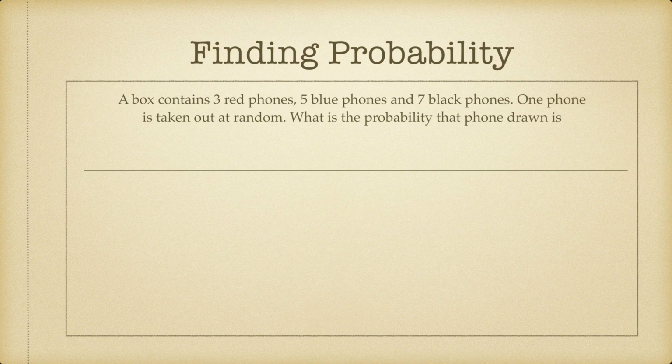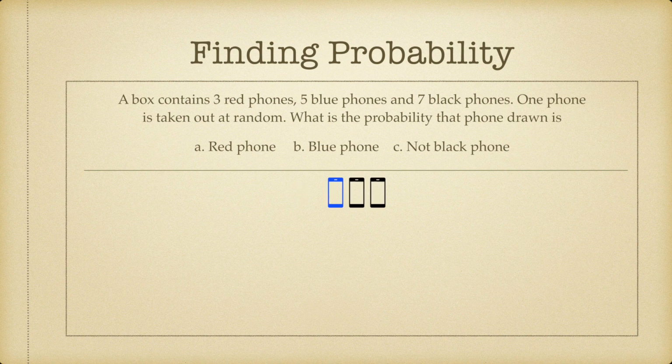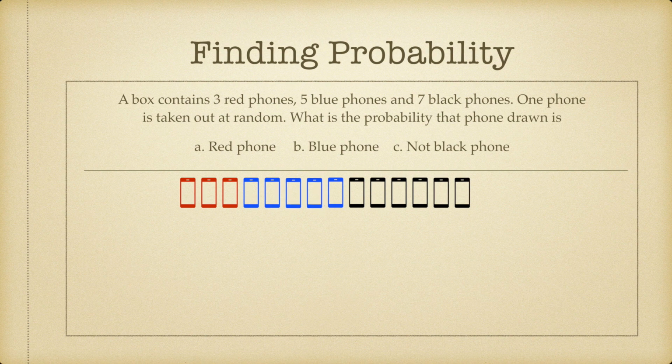Let's say we have a box that contains 3 red phones, 5 blue phones, and 7 black phones. So one phone is picked at random. What is the probability that we pick a red phone? First question. Second question, we pick a blue phone. And third question, we pick a phone that is not a black phone. So let's visualize. These are all the phones that we have. We have 3 red phones, 5 blue phones, and 7 black phones.